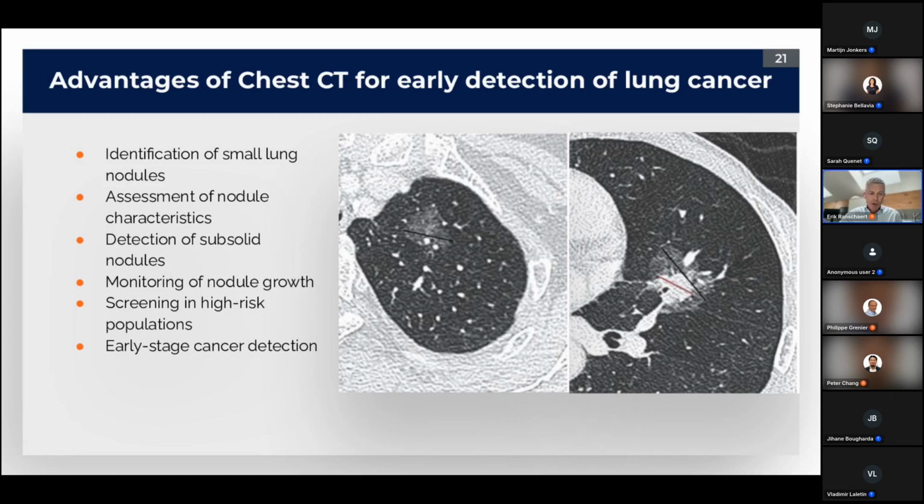The nodule growth can also be monitored with CT, so we can follow up patients by repeating scans and detect changes in size or appearance. We can use CT to screen high-risk populations, for example, smokers or people with a family history of lung cancer. And yes, we can do early-stage cancer detection with CT, which means that the modality can help us identify lung cancer before the symptoms develop, which also improves the diagnosis. Next slide.